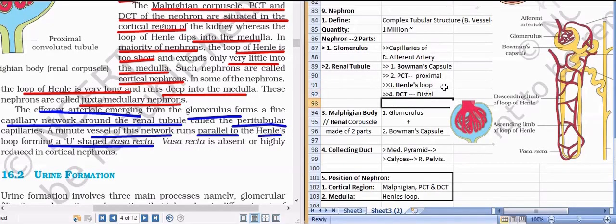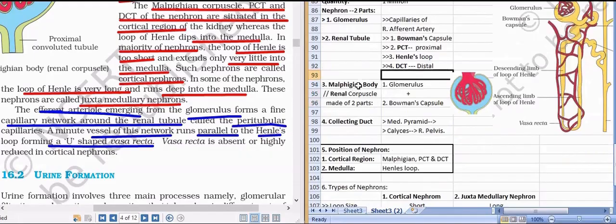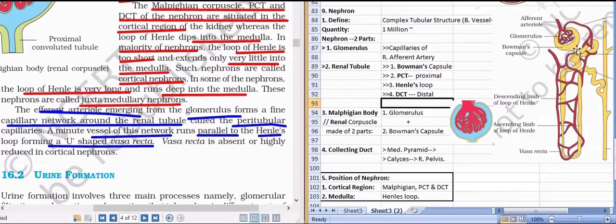The distal tube. Next is the Malpighian body, also called the renal corpuscle. It's like a cell: in a nerve cell, one axon will be there, and this is the cell body, and it's like an axon. Understand this?